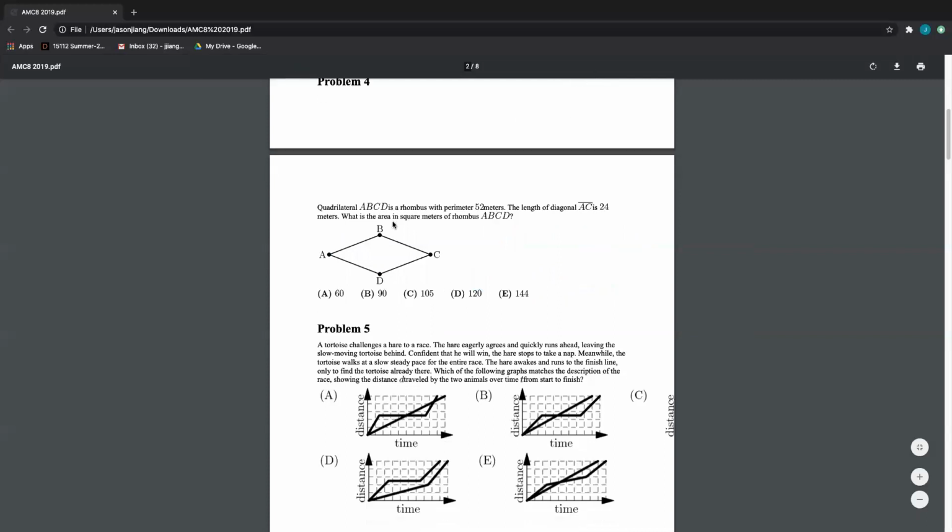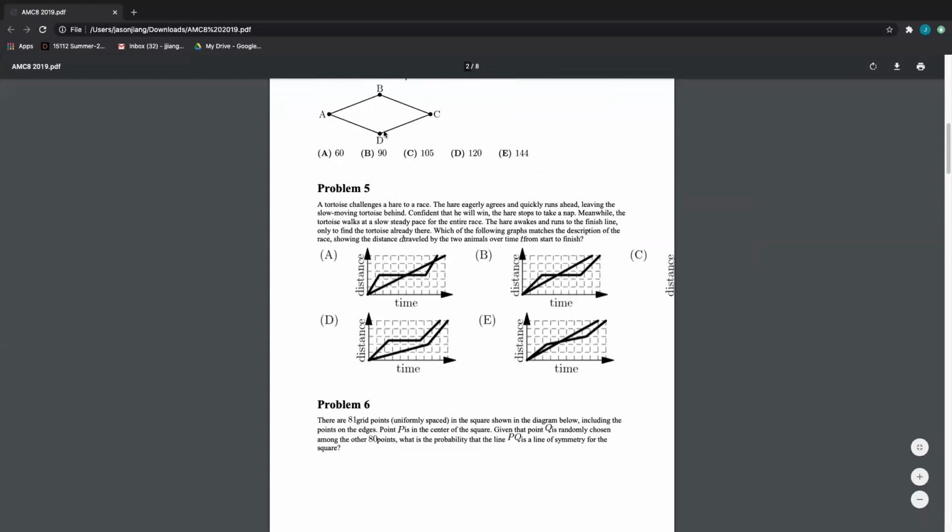Scroll down. Oh, great. Another answer got cut off. It's unfortunate. Nice. Switch over.